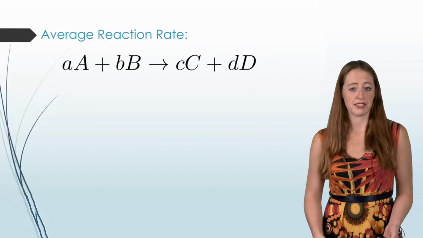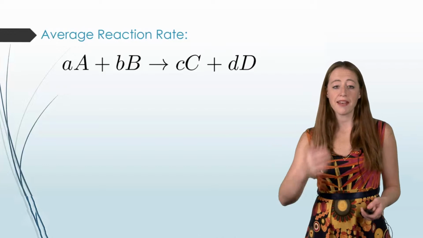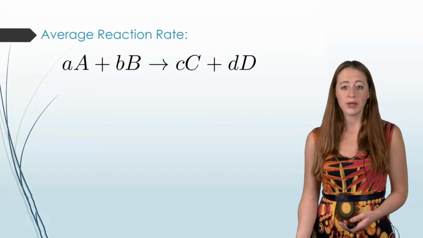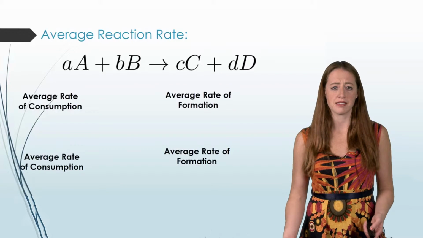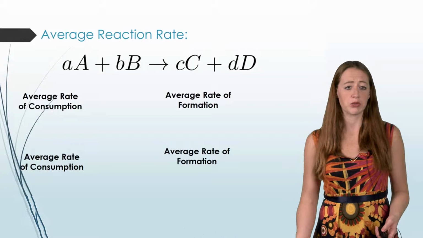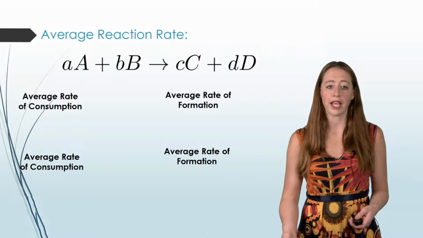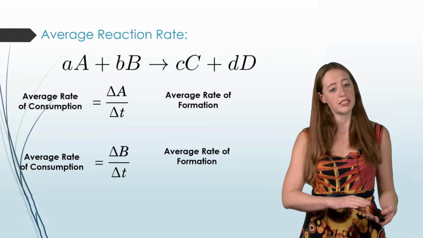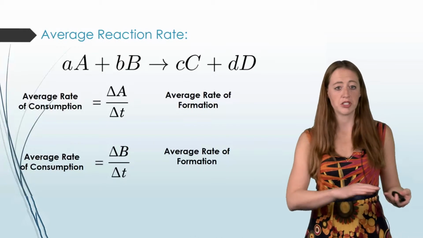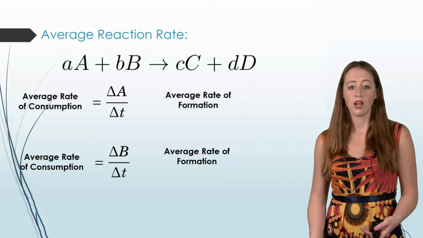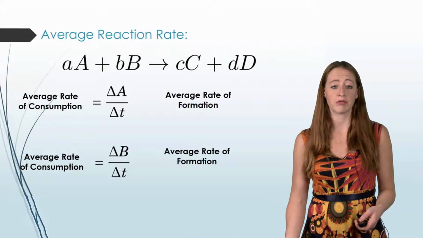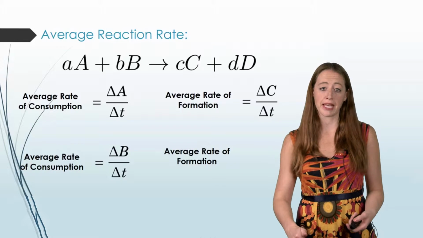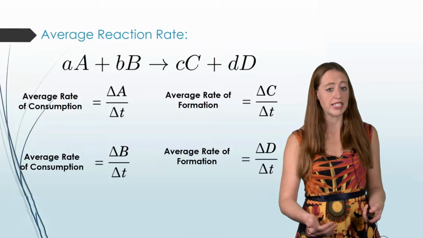Now let's look at something else that happens here. If we have something with two reactants and two products, we can talk about this in several ways. We can look at the average rate of consumption of A or B, in this case our reactants, and say, well, how much does A change over time? How much does B change over time? Or we can look at it in terms of rate of formation, and instead look at our products and say, well, how much of C do we make over time? And how much of D do we make over time?